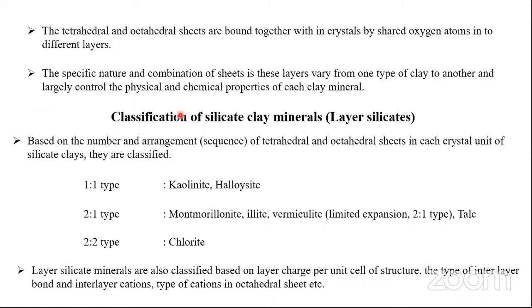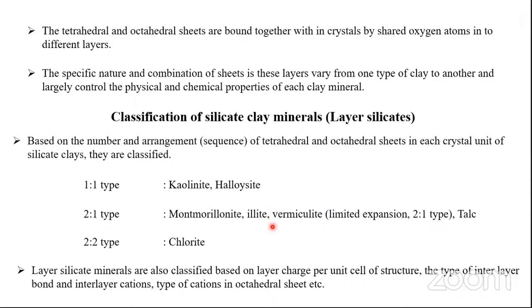But how many types are there? Silicate clay is nothing but layer lattice silicates. We can see this very common 1:1 type. Examples are kaolinite and halloysite. And at the same time, 2:1. In 2:1 we can see montmorillonite, illite, and vermiculite. But vermiculite is limited expansion, students.